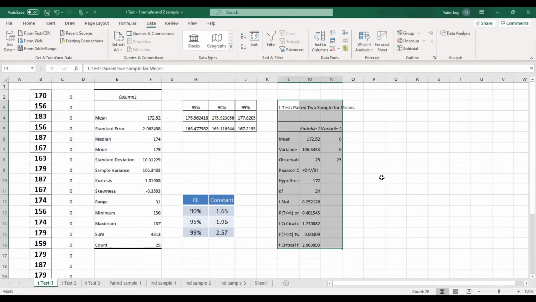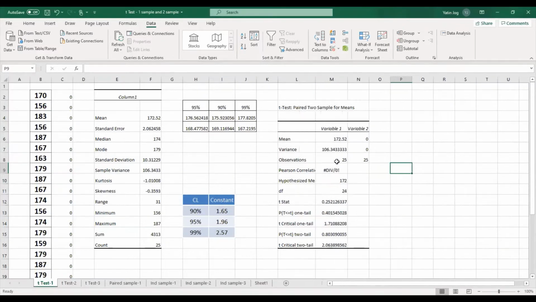So now look at the values. Just forget about variable 2. We are just focusing on variable 1 values, that is our actual set of values. So you'll get all these things: the t statistics, the critical value of t for two tails and one tail, and the degrees of freedom is also given to you.